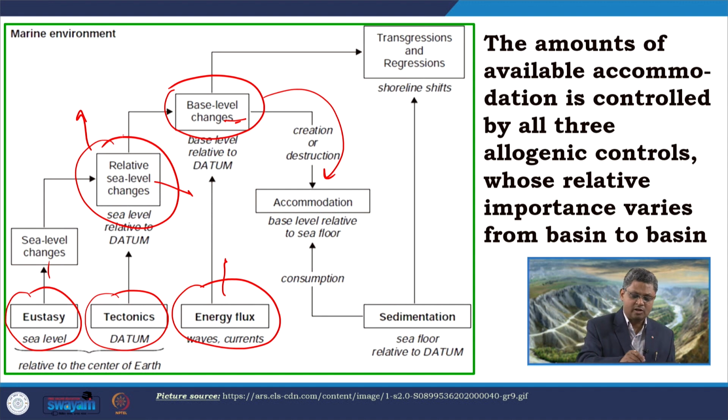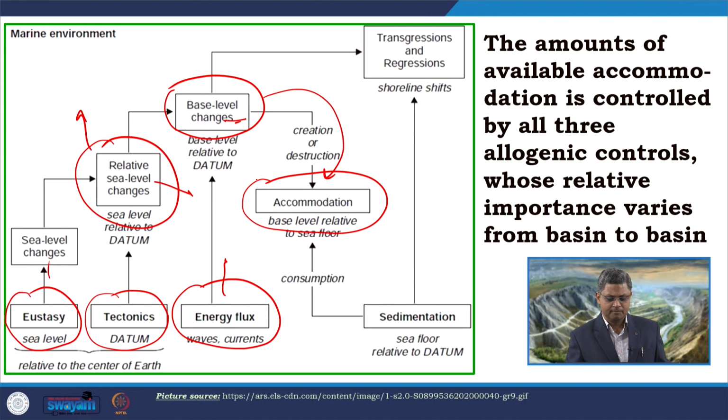When this base level or relative sea level is changing, we can get a shift of the shoreline either towards the land or towards the sea. So, we are getting transgression or regression, but that transgression or regression is actually controlled by creation of this accommodation and how much this accommodation is consumed. So, this consumption of the accommodation is controlled by this factor, the sedimentation. So, this consumes the amount of accommodation available over there.